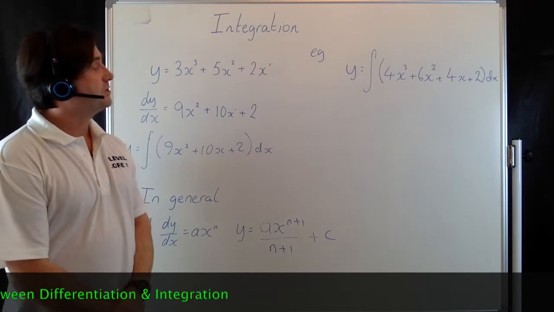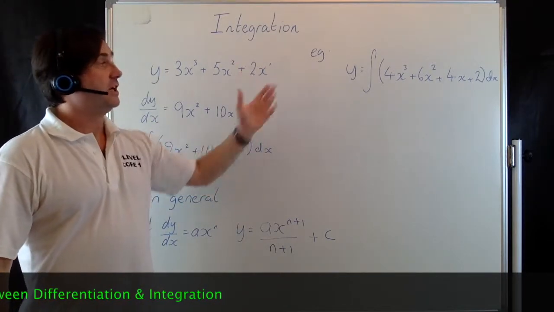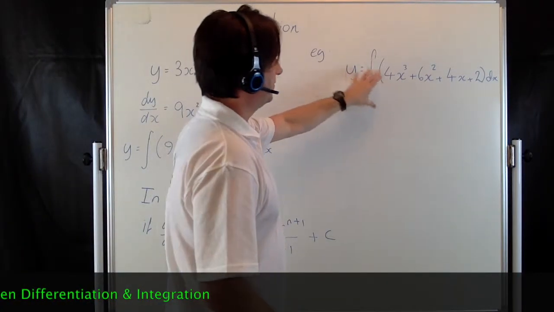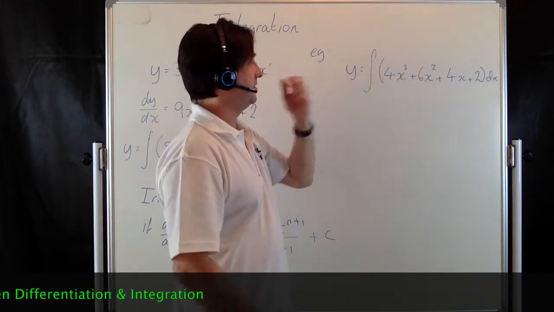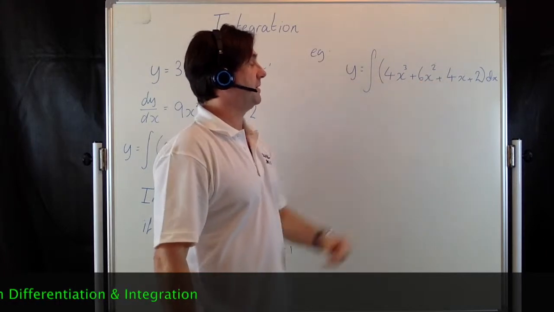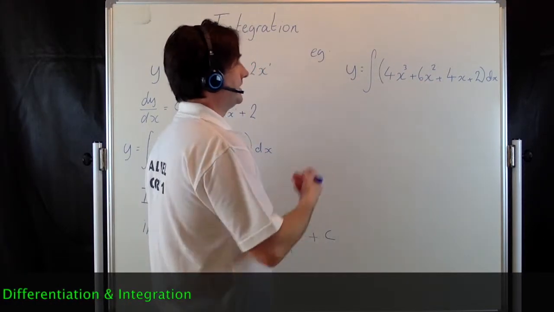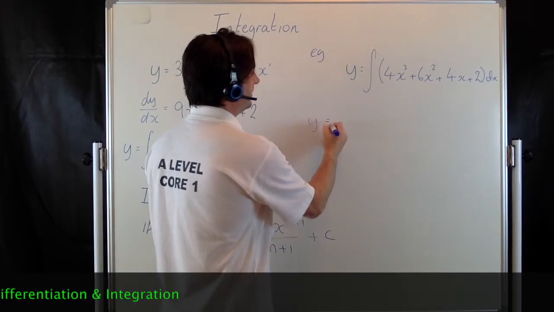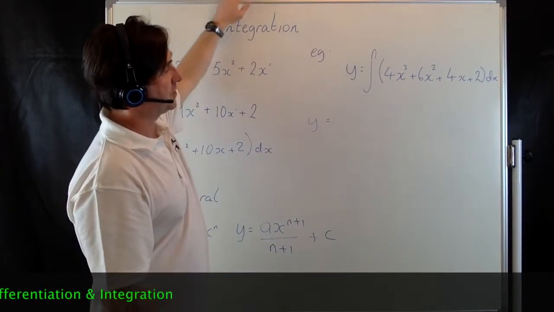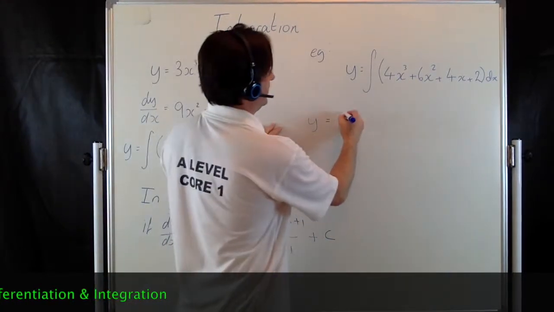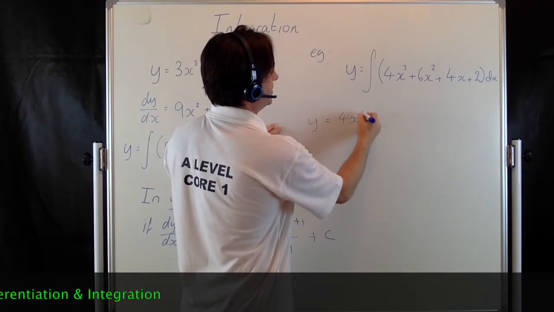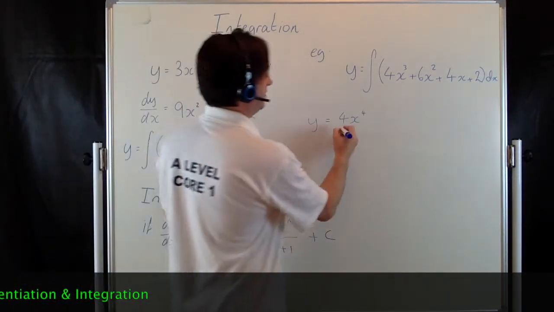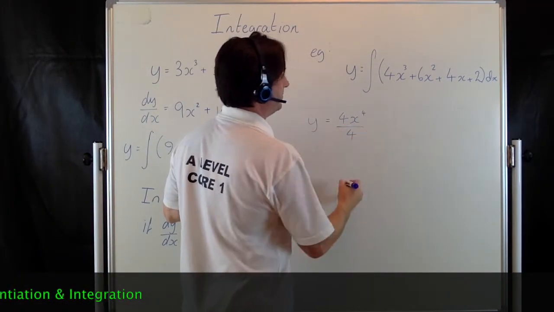Okay, let's finish off just by doing an example here and integrating this expression. We've got the integral of this expression with respect to x. We're going to integrate that to find out what y would have been. So we're going to write down y is equal to. Look at the first term. We're going to raise the power by 1. So I get 4x to the 4. But of course I need to divide that by the power raised by 1 as well.